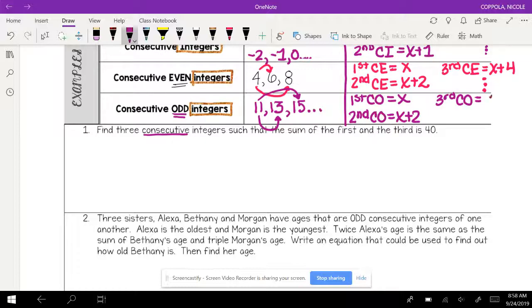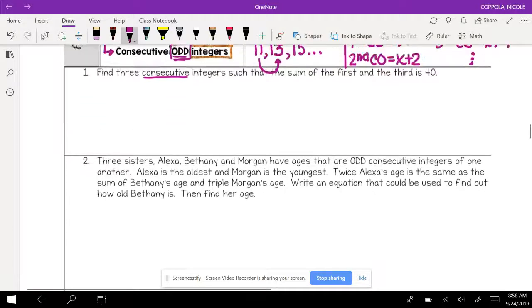To get from 11 to 15, I added 4. So what's weird about these is that the setup for consecutive evens and consecutive odds are the same, see? But the difference will be in your answers. Here you will expect to get an even answer, and obviously here you will expect to get odds. So I think we should just dive in and do these first 2 questions.